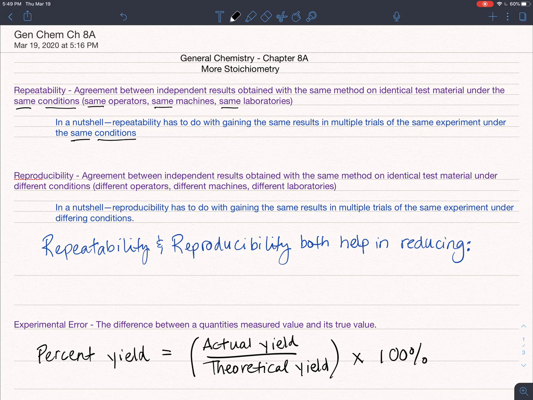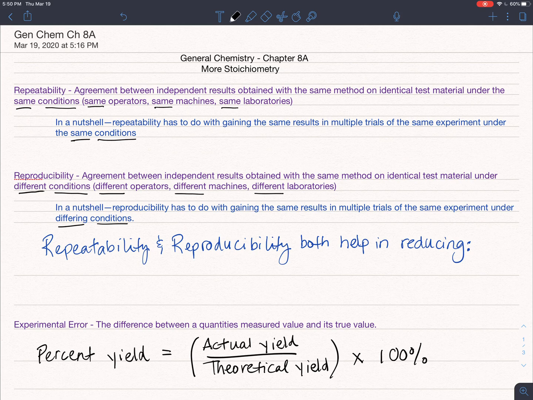We also have something called reproducibility. Reproducibility is agreement between independent results obtained with the same method on identical test material, but under different conditions. That means we might have different operators or different machines or different laboratories. In a nutshell, reproducibility has to do with gaining the same results in multiple trials of the same experiment, but under differing conditions. Okay?